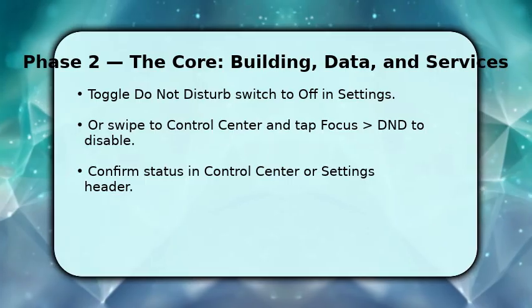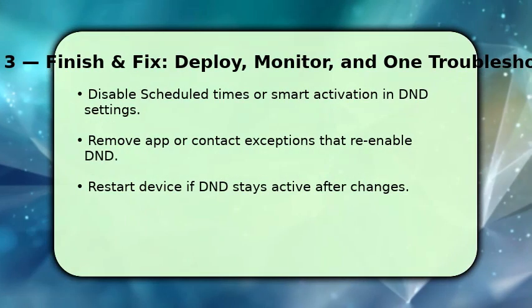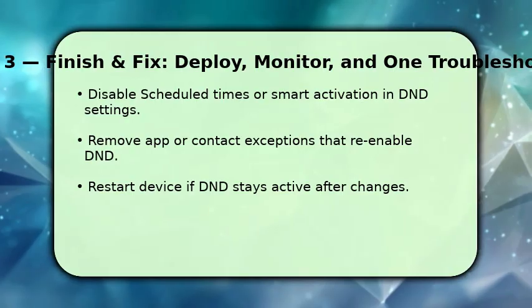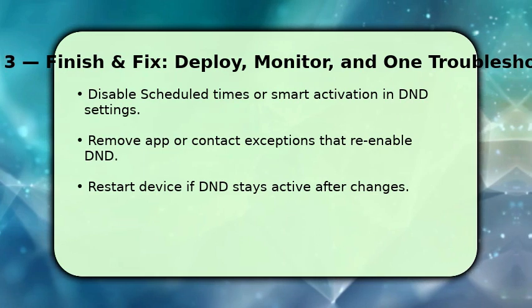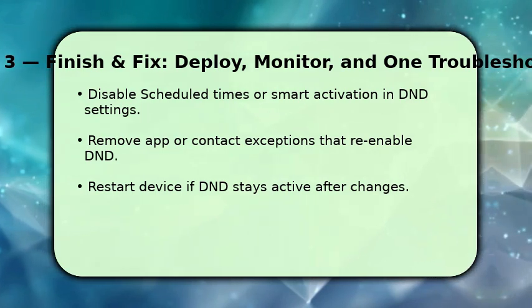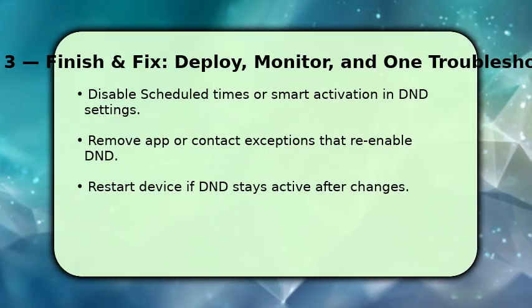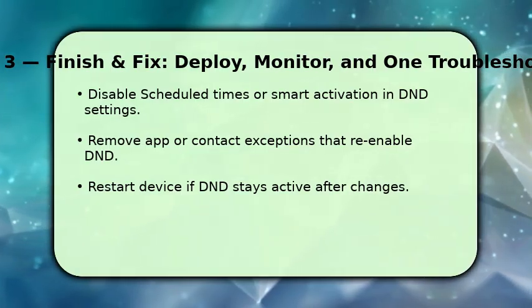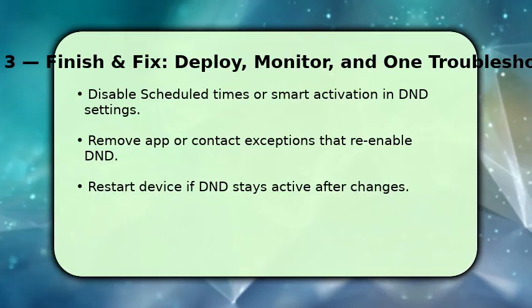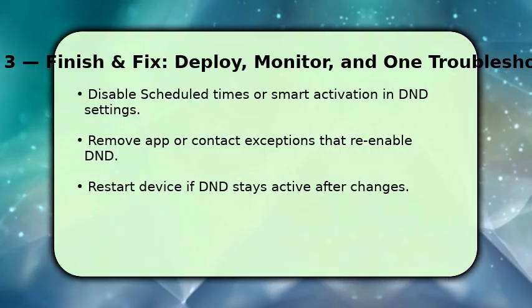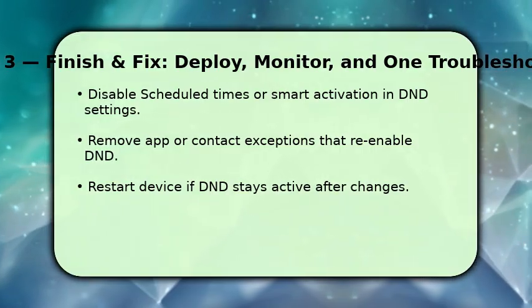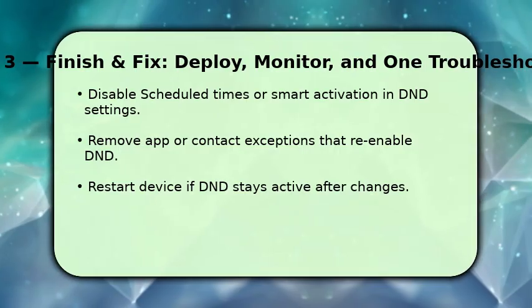Finally, prevent DND from turning itself back on by disabling scheduled times and smart activation in the Do Not Disturb settings. This ensures it stays off. If you previously added automation or shortcuts that enable DND, remove or adjust them so the change sticks. If DND still reappears, restart your iPhone to clear transient state and then recheck focus settings. Troubleshooting tip: restart first, then inspect scheduled, automation, and device.